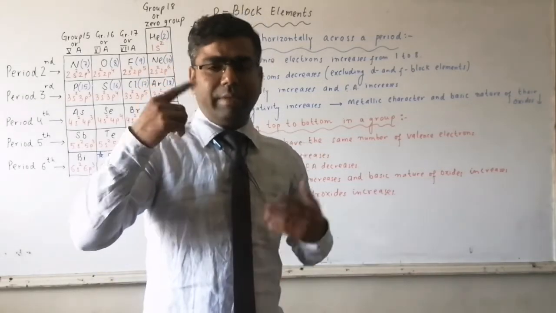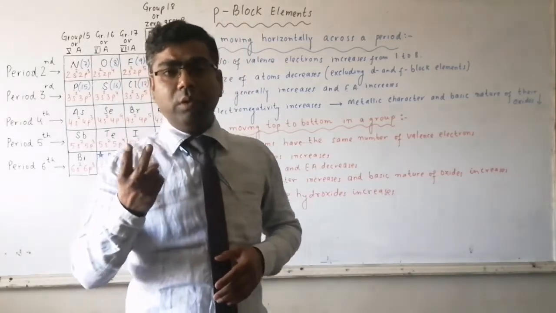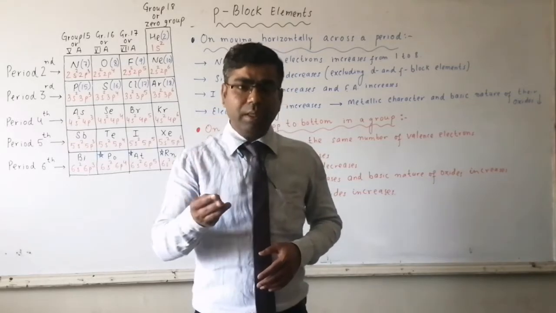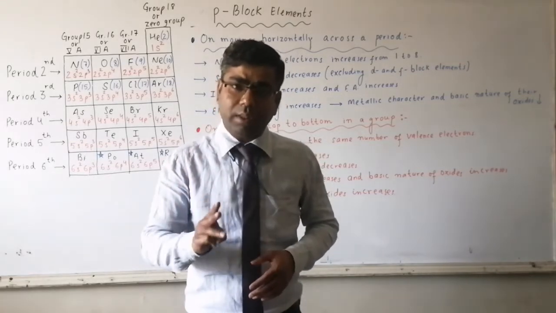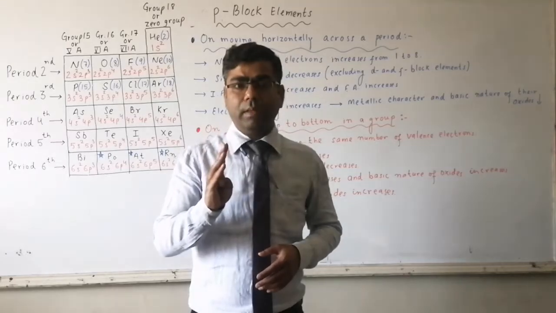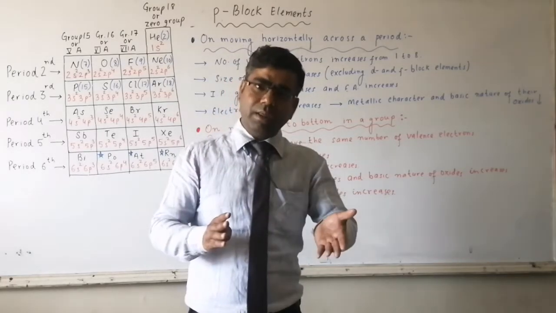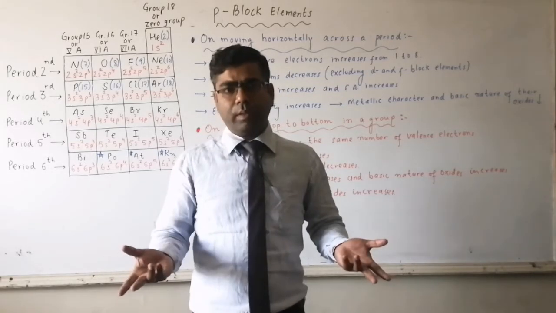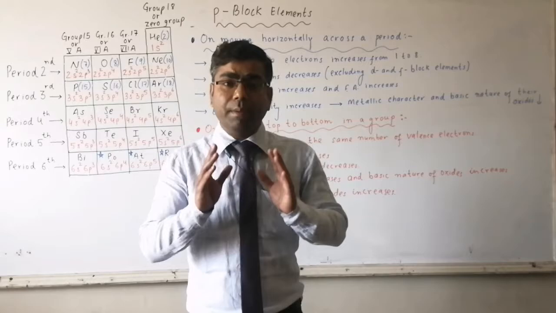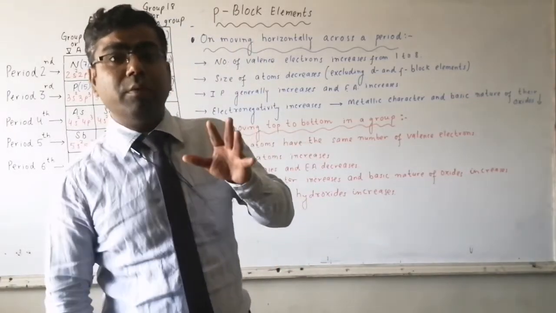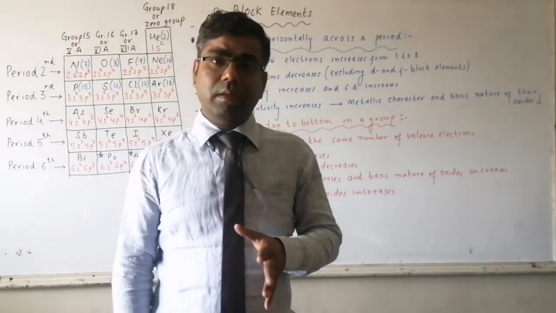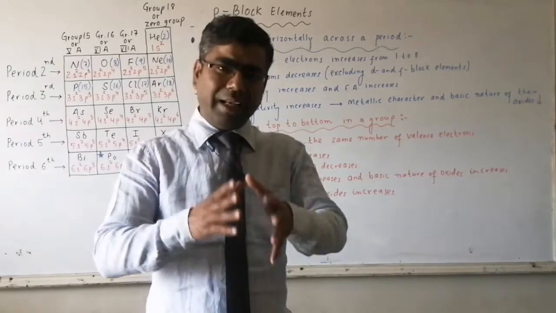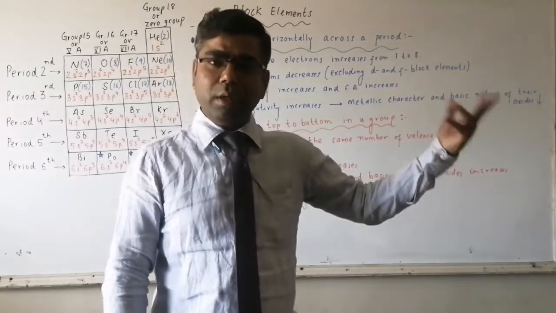Valency first increases from 1 to 4, and then it starts decreasing. Means for group 1 valency will be 1, for group 2 valency will be 2, for group 13 or 3A valency will be 3, for group 14 or 4A valency will be 4, then for group 15 3, 16 2, 17 1, and noble gases 0. Because what is valency? Combining capacity of an element is called valency. So it starts increasing from 1 to 4, then again it decreases from 4 to 0.